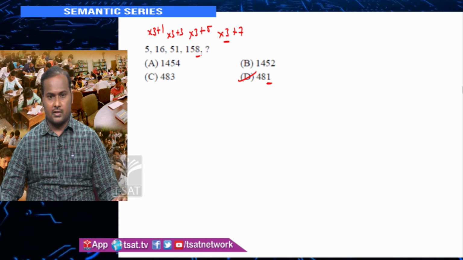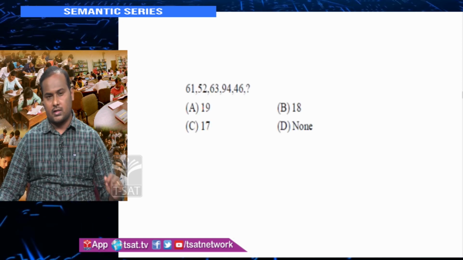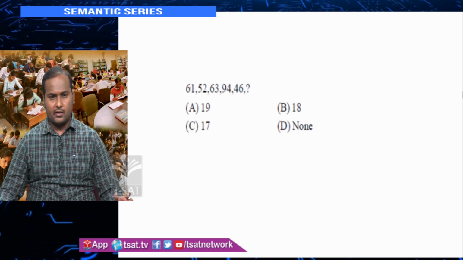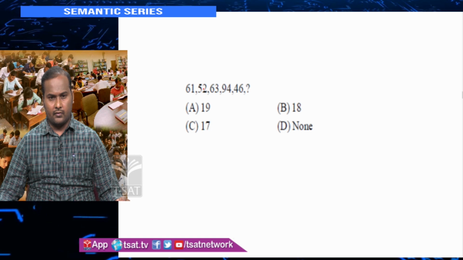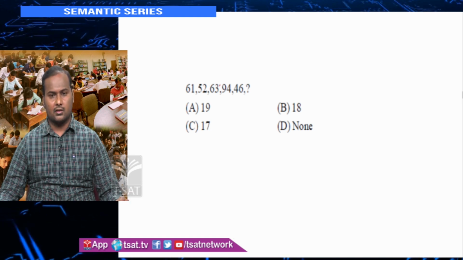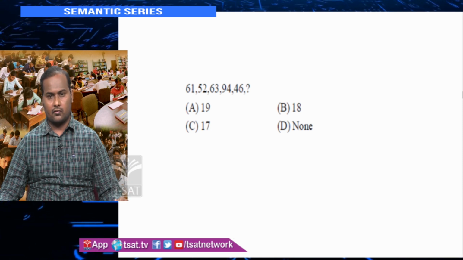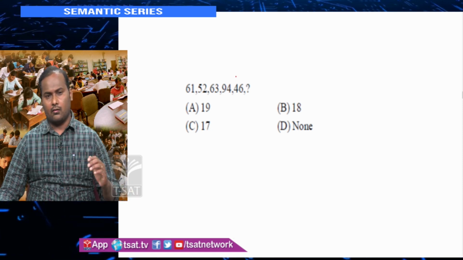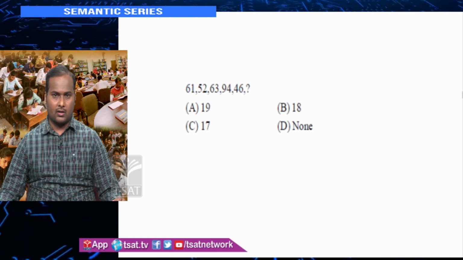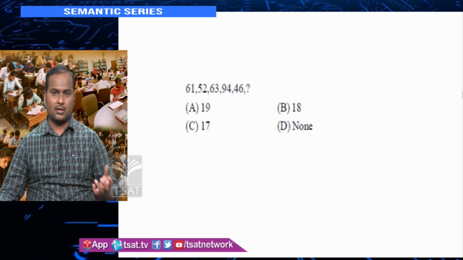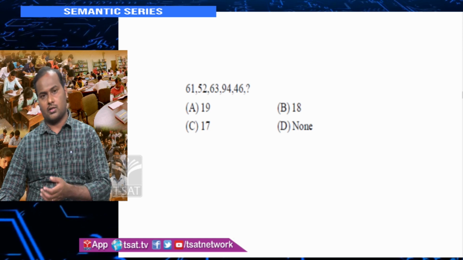So by seeing this series, I come to know it is multiplication. You see the next series. See this type of question. In this kind of question, 61, 52, first it is decreasing, 52 to 63, again increasing, 63 to 94, again increasing, then 94 to 46, again decreasing. And if you observe this one, the increase and decrease is also not consistent. It is not increasing like plus 2, plus 4, plus 6, or like 3 or 27, or in squares or cubes.